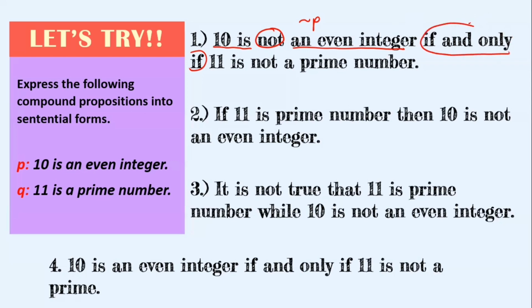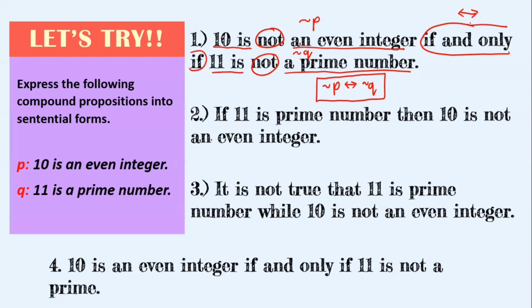So ano bang symbol na ginagamit natin kay if and only if? Diba yung, ayan. And 11 is not a prime. So may not ka na naman, so naka-negate na naman yan. And yung 11 is a prime, di ba yan po yung ating Q. So ibig sabihin naka-negate yung Q natin. Therefore, ang sagot natin dito ay negation ni P, and negation ni Q. Okay, so ito po yung answer natin for number 1.